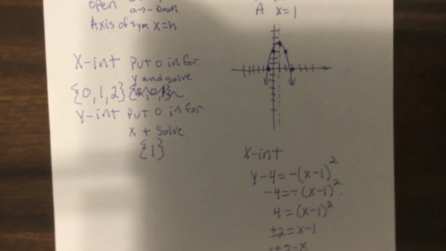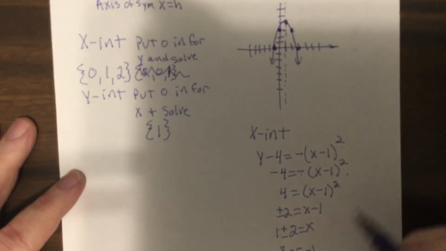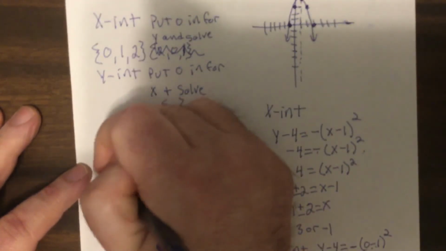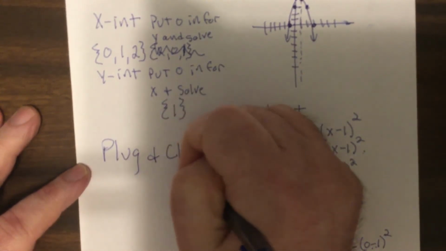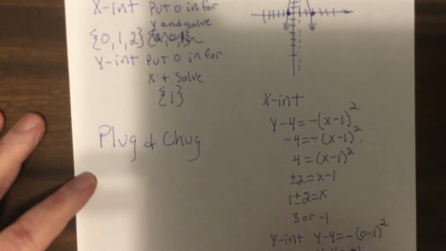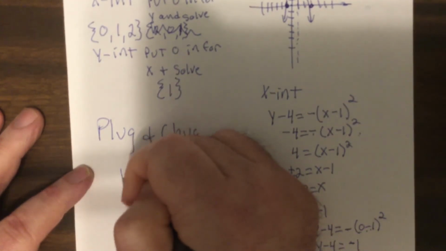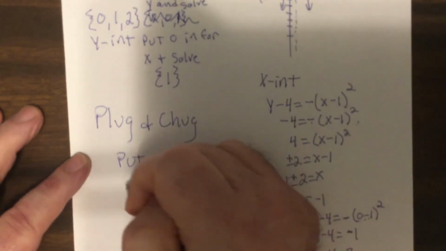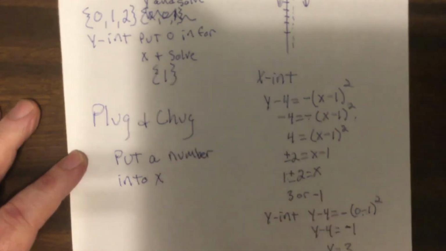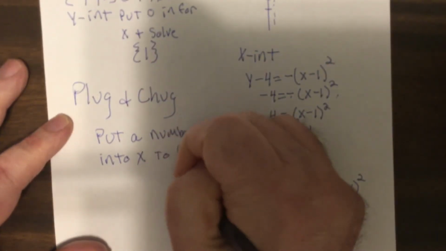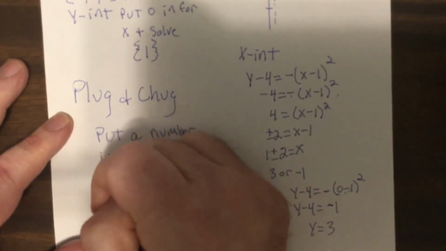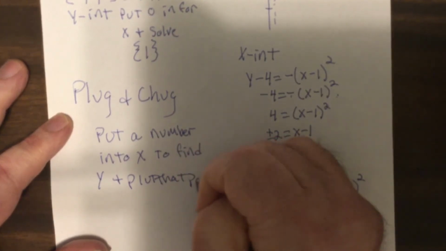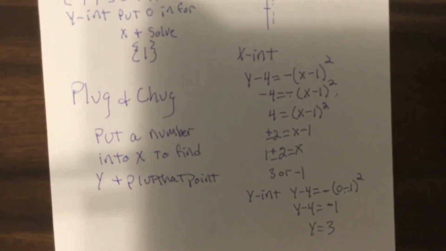Now, if I still don't have 5 points, I like 5 points. Different teachers do it differently. Then we would plug and chug, which I'll show you in a future example. So that's where you plug a number in for x. Put a number in x to find y, and plot that point. And I will show you that in a future problem.